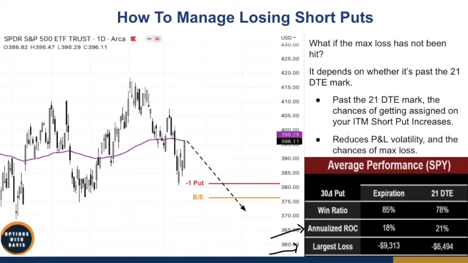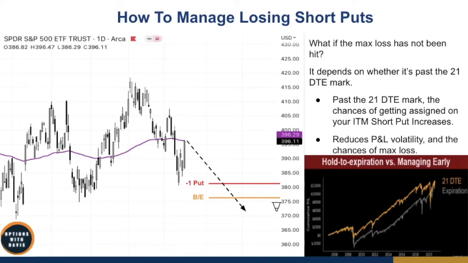You can see down here, this is done by the Tasty Trade team. You can see that they've done a lot of studies and in-depth research into this. Then you can see that if you manage your trade at 21 days to expiration, it's much more superior than if you would hold to expiration. So that is why we also want to manage it early.